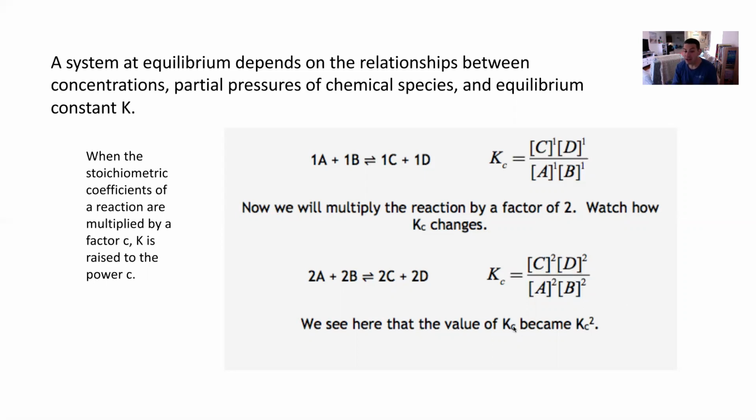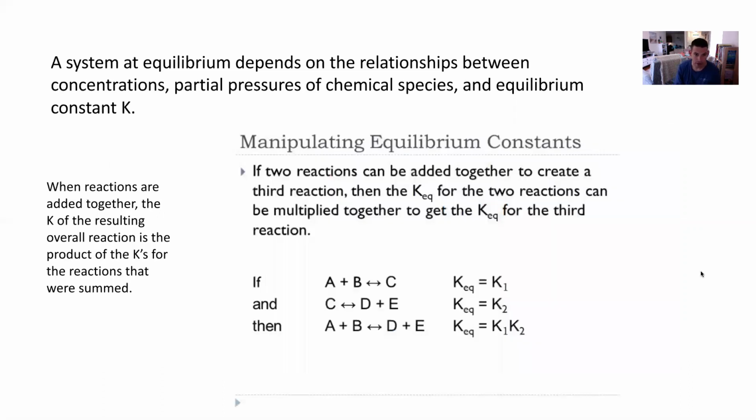So the value of K will be raised to the second power, the whole thing. All right, so if we were to take a reaction and multiply everything by 1/2, the value of K would now be K to the 1/2 power. All right, whatever factor we multiply the entire equilibrium by, we raise the K to that value. All right, and we've seen this in Unit 5.